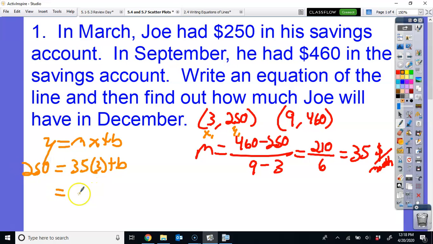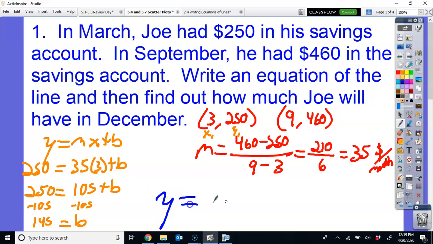And what is 35 times 3? Well, 35 times 3, that's going to be 105. And 250 here. Subtract 105, subtract 105. 250 minus 105 is going to be 145. That's my B value. So what would my equation be? The money in Joe's account, the Y value, is equal to $35 times each month plus 145.